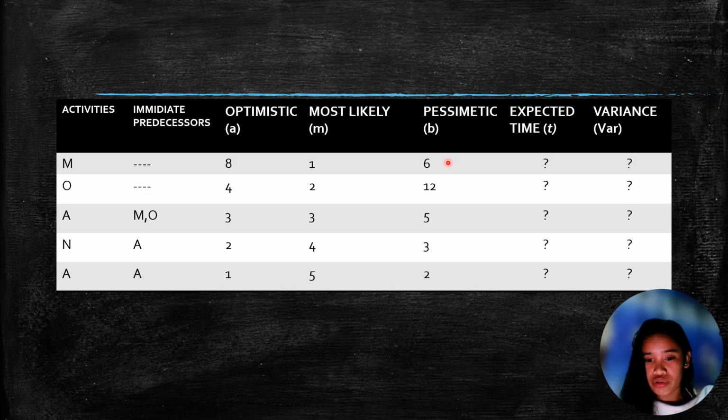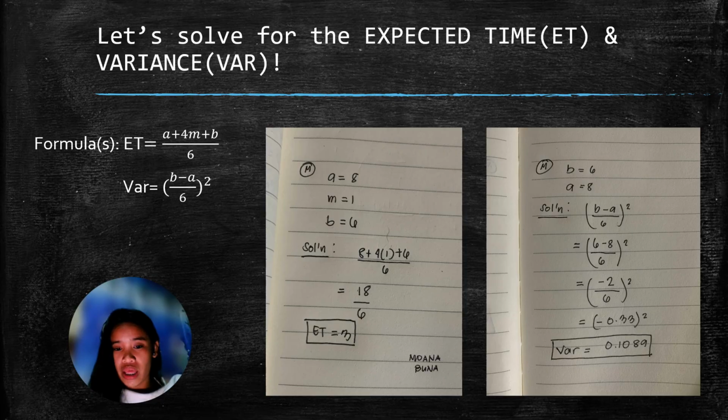So we have here the values of pessimistic 6, 12, 5, 3, 2, and M 1, 2, 3, 4, 5, optimistic, which is 8, 4, 3, 2, 1. So now let's calculate the expected time using these formulas. Expected time is equal to A plus 4M plus B over 6. And also we have here the formula for getting the variance, which is B minus A over 6, squared.